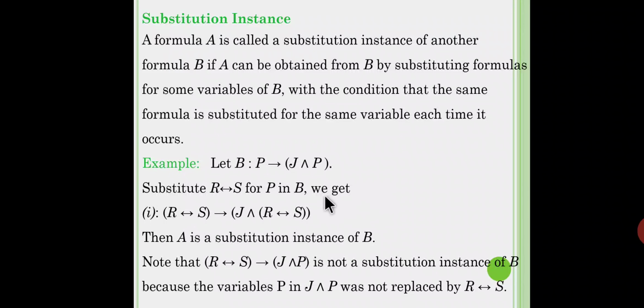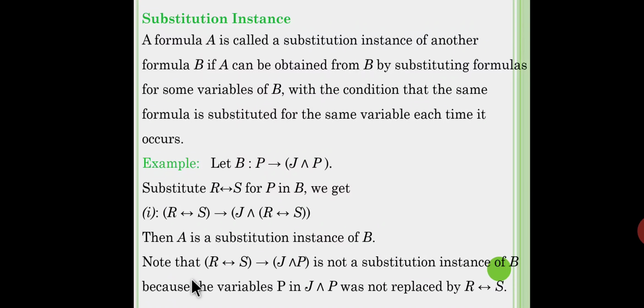After substitution we get R implies S, which implies J, and here in proposition B, P is here. So in place of P we substitute R implies S. So the resulting proposition A is (R implies S) implies J and R implies S. Then A is a substitution instance of B. Then A is said to be a substitution instance of B.